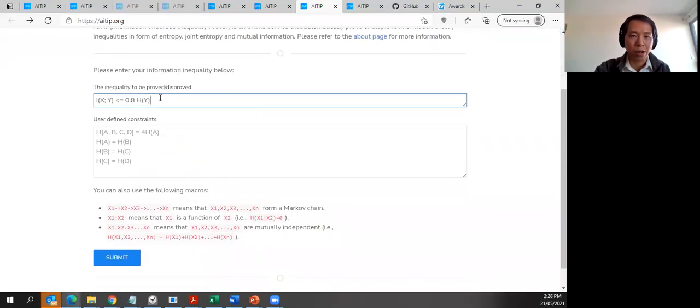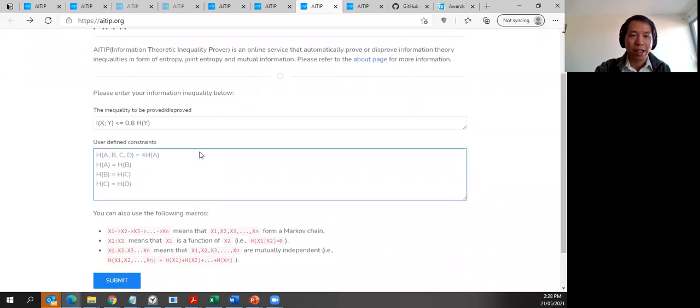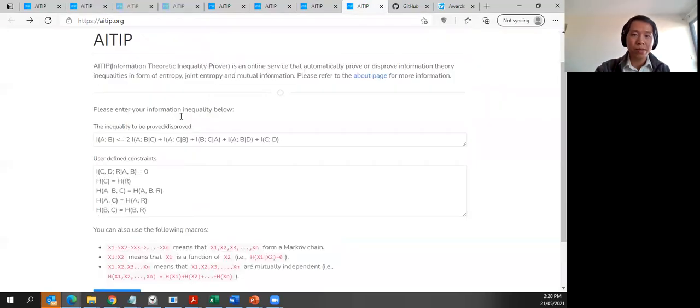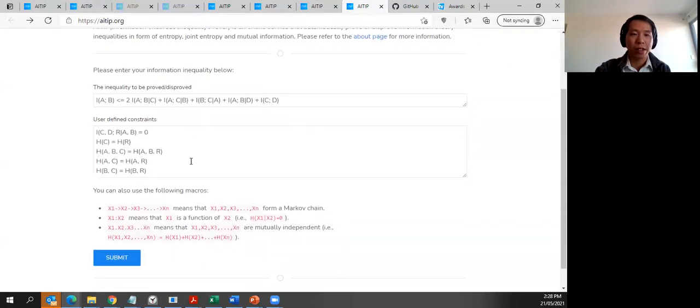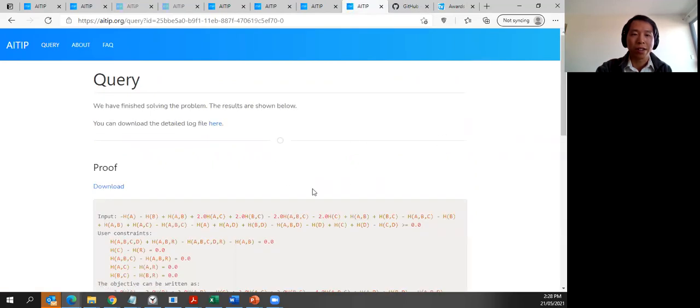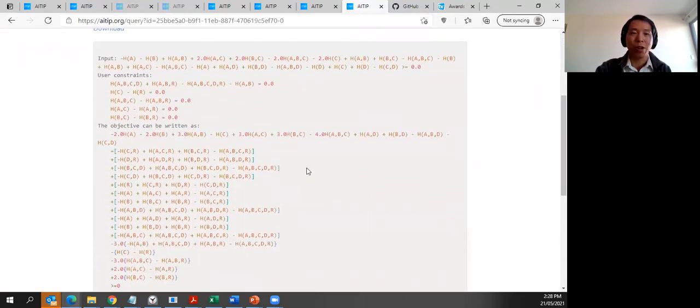You can put in the inequality here. For example, this is the non-Shannon type inequality we have seen before. You can submit it and then check your results, depending on how complicated your problem is. After you wait a while, you click the link and then you can see the results here. The results explain everything in terms of joint entropy. Of course, you can rewrite it in terms of Shannon's information measures to make your results more compact.